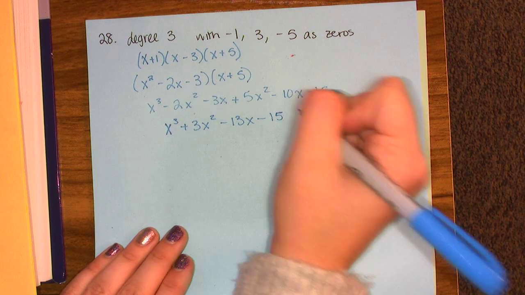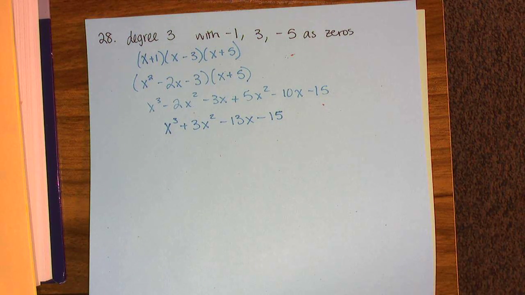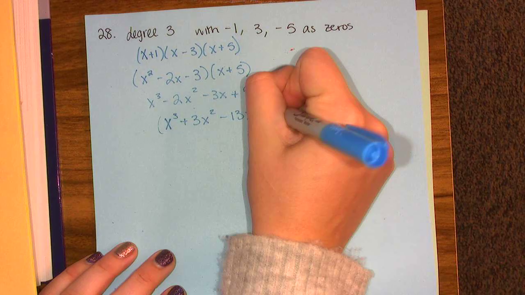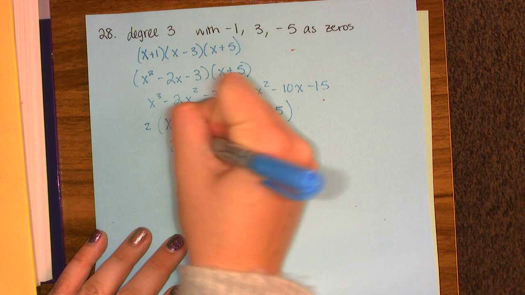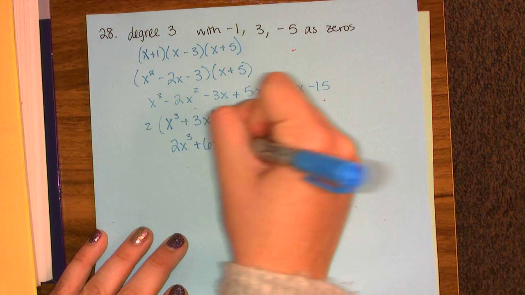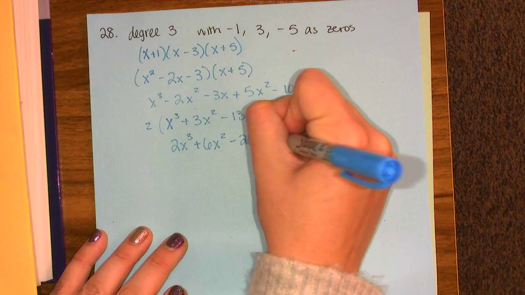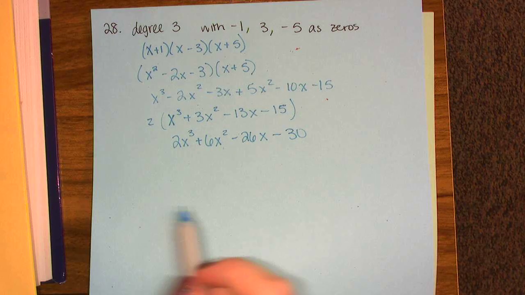Am I done? Based on what the instructions said, am I done? It said I have a leading coefficient of 2. How would I get a leading coefficient of 2? Multiply it all by 2, so I need to multiply this whole thing by 2, so I get 2x cubed plus 6x squared minus 26x minus 30, and now I'm done.